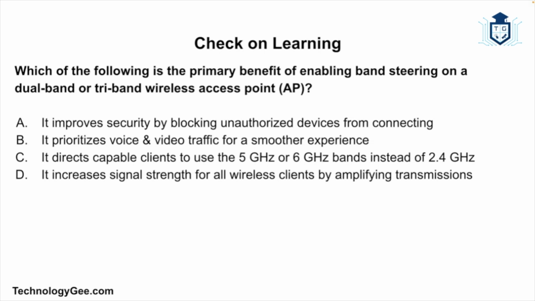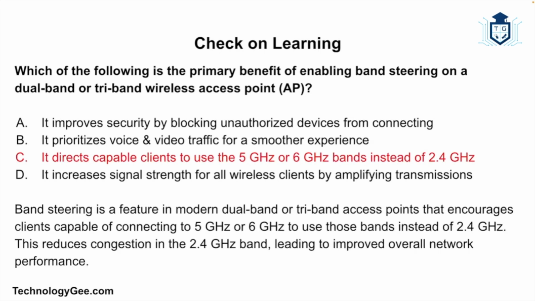Next question, which of the following is the primary benefit of enabling band steering on a dual-band or tri-band wireless access point? Is it improves security by blocking unauthorized devices from connecting? Is it prioritizes voice and video traffic for a smoother experience? Is it directs capable clients to use the 5 gigahertz or 6 gigahertz bands instead of the 2.4 gigahertz? Or is it increases signal strength for all wireless clients by amplifying transmissions?